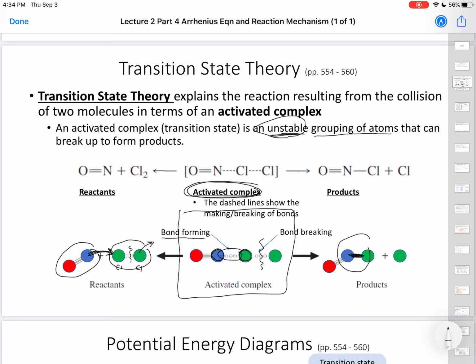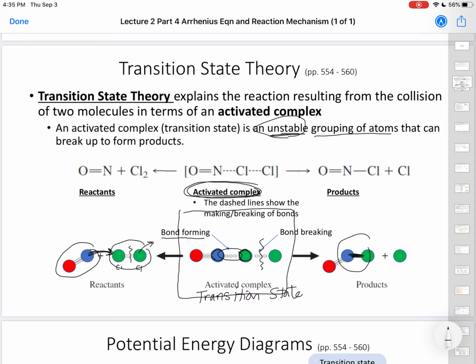This is also what we often refer to as the transition state. Transition means it's changing from one thing to the other, so it is the state where this change is happening, where the bond is forming and the bond is breaking. That's why this is called transition state theory.